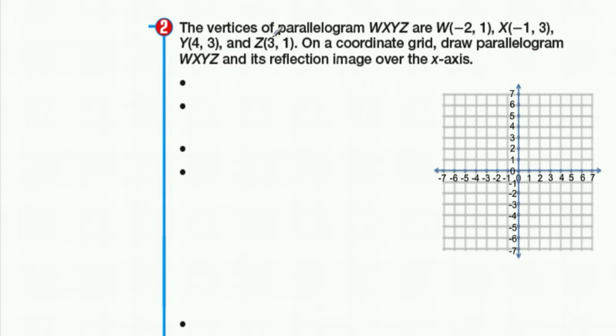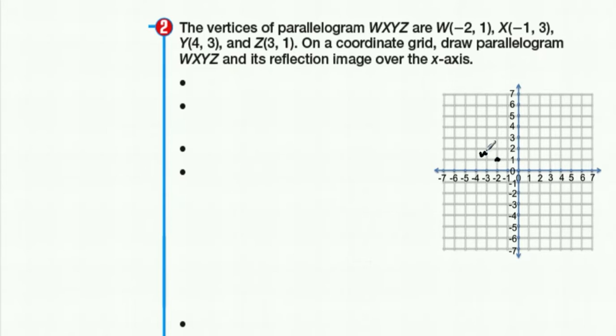The vertices of parallelogram WXYZ are point W (-2, 1), X (-1, 3), Y (4, 3), and Z (3, 1). So on a coordinate grid, draw parallelogram WXYZ and its reflection image over the x-axis. So how do we do that? Let's do our parallelogram first. W is (-2, 1). (-2, 1) is right there.